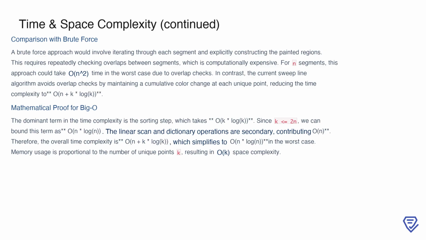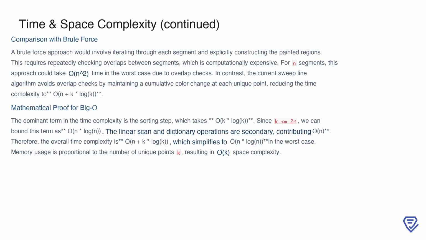To prove this mathematically, we note that the dominant term in the time complexity is the sorting step, which takes k*log k. Since k is at most 2n, we can bound this term as n*log n. The other steps, such as processing the segments and iterating through the sorted points, contribute n. Therefore, the overall time complexity simplifies to n*log n in the worst case.